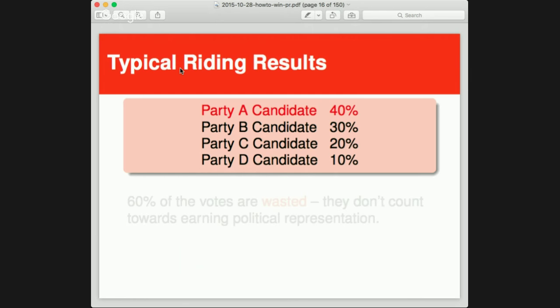Let's look at a typical riding. So here is a riding with some fictional parties, party A, B, C, and D. Party A gets 40% of the vote, and party B gets 30, 20, 10, right? So this is not a completely out of place result that you might expect. So who wins the riding? Easy question. Party A. I made it red.